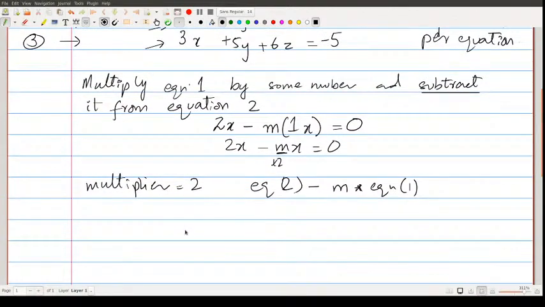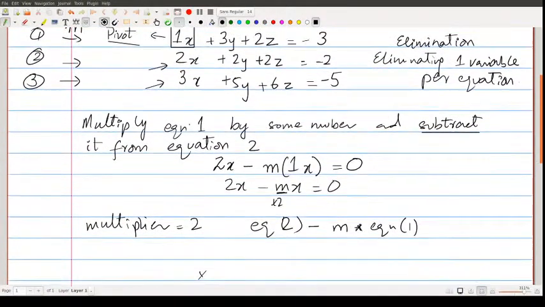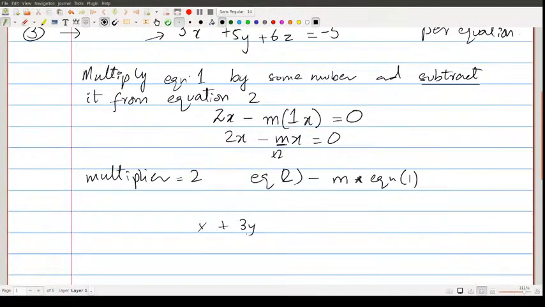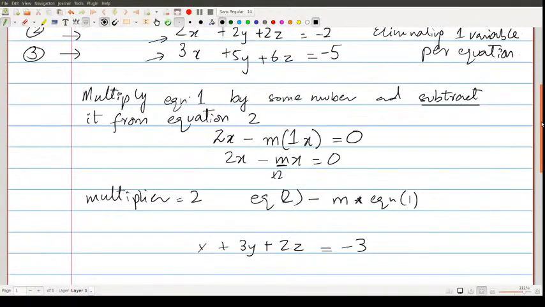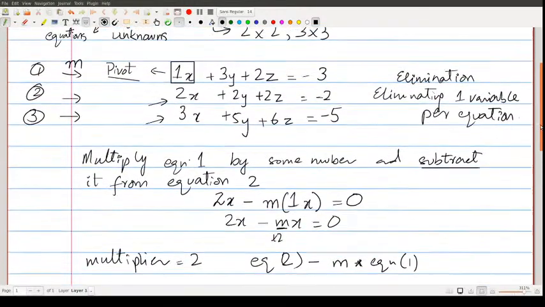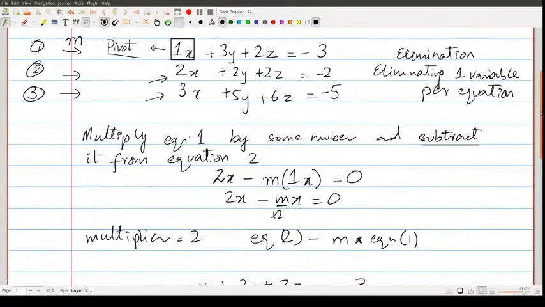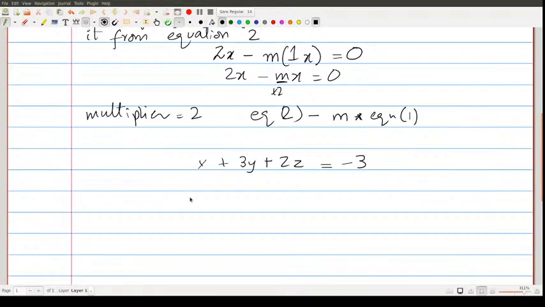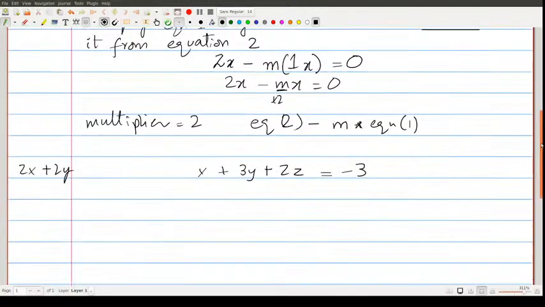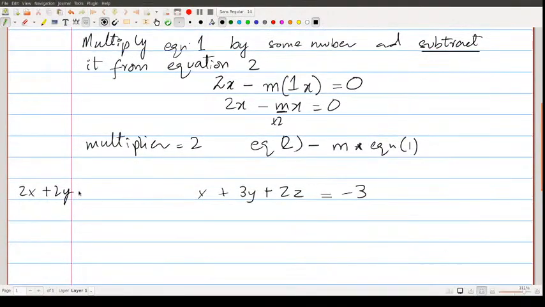So I get the first equation, I leave it untouched: x plus 3y plus 2z equals minus 3. The second equation becomes, I'm going to do 2x minus 2 times this, so I'm going to go with each number, even though I can do something like 2x plus 2y. Maybe you can do something like this on the side: 2x plus 2y plus 2z is equals to minus 2.